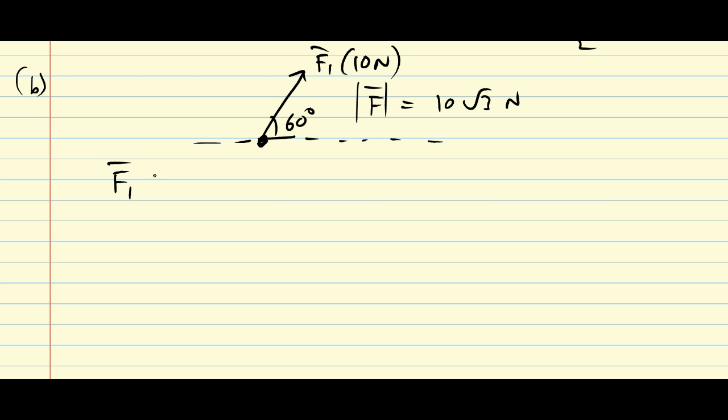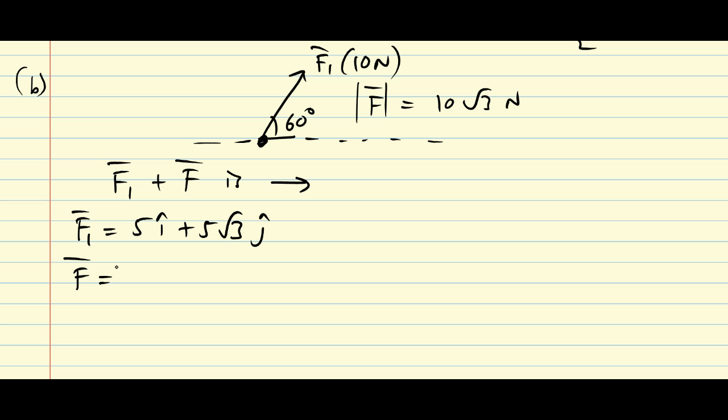We know that F1 bar plus F bar is in the rightward direction. Now let me express F1 bar. I've already done it earlier in terms of i cap and j cap. So 10 cos 60, so 5 i cap plus 10 sin 60, so 5 root 3 j cap. And similarly F bar, I can express it as Fx i cap plus Fy j cap.